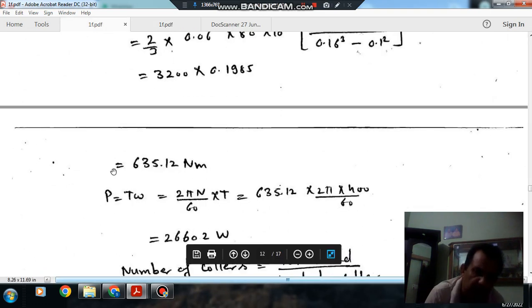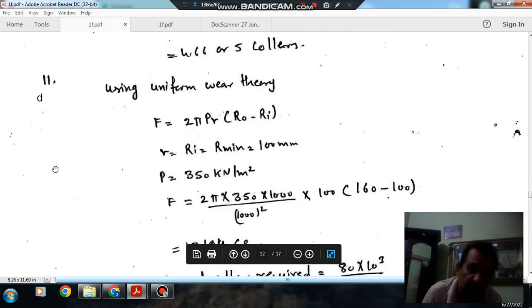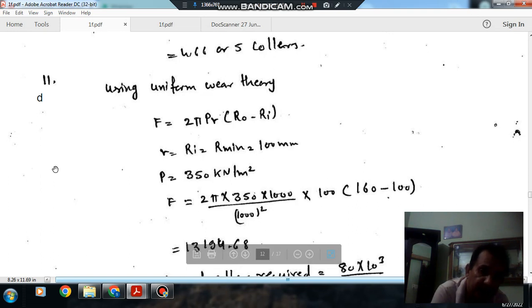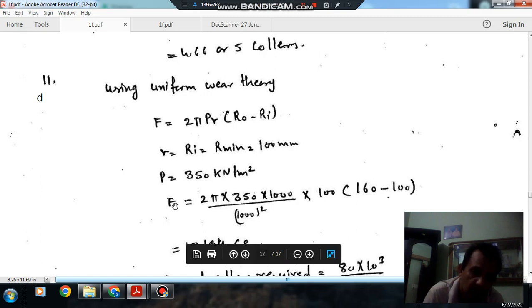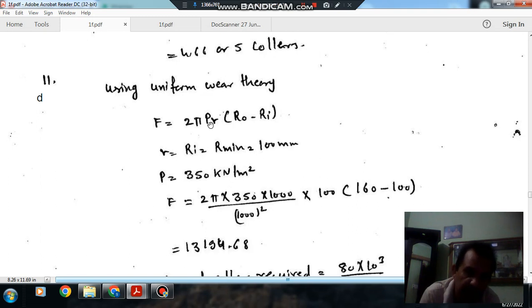Now we assume uniform wear theory. So in wear theory the pressure is not uniform, and it is maximum at the inner radius and minimum at the outer radius. As the pressure is given as 350 kilonewton per meter square, we are assuming that that is the maximum pressure, and that maximum pressure acts at the inner radius, because in uniform wear theory PR is constant. So the load per collar is given as 2 pi PR into R naught minus R.